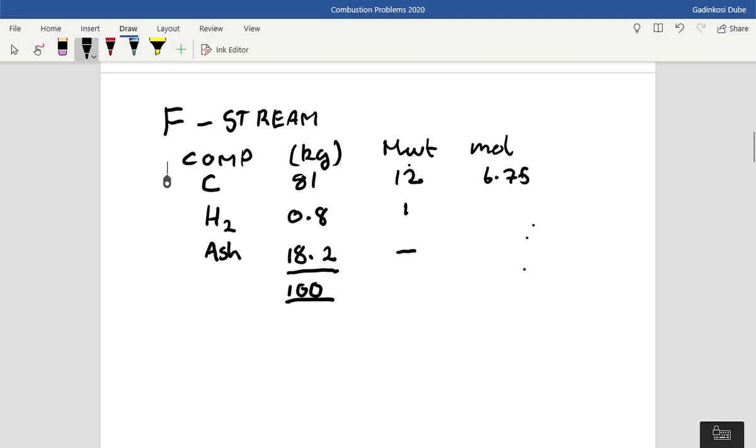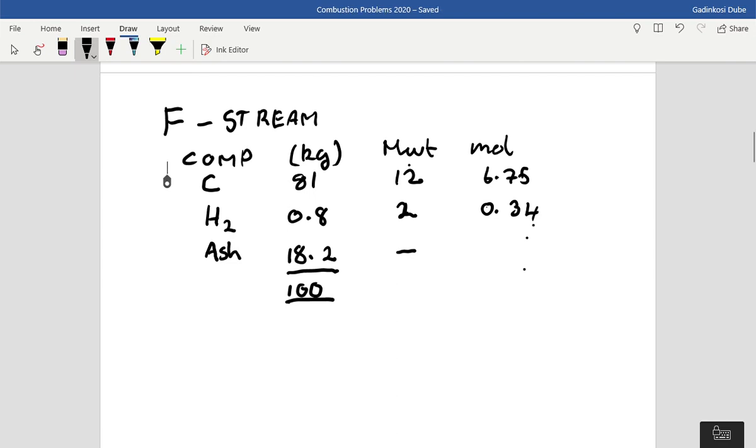and then 0.8 divided by 1. So this here, our molecular weight actually is supposed to be 2, because of the diatomic. So 1 times 2 of the atoms, you're going to get 2 for your molecular weight. So if you go 0.8 divided by 2, you should get a very, very small number. It's 0.34. So now these are our moles. Once we have converted everything to moles, we can proceed.